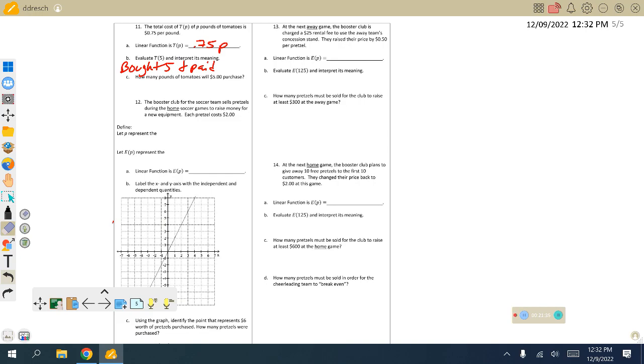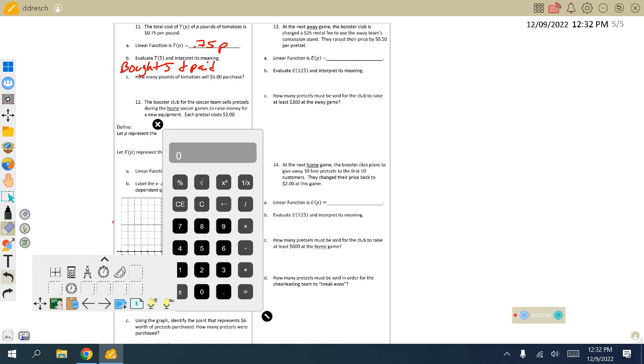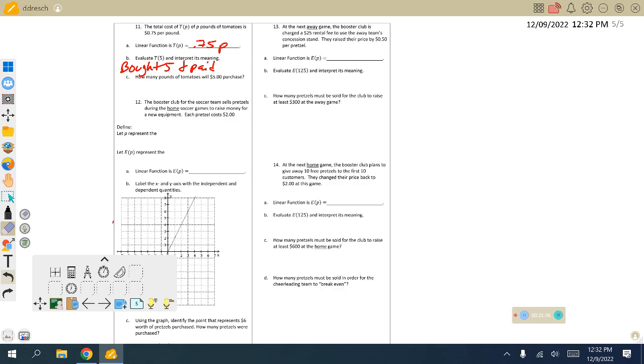Go to your calculator. Again, some of you I don't think are really relying on your calculator enough. 5 times 0.75. You paid $3.75 for that. Okay. You've got $5 in your wallet. How many pounds of tomatoes are we going to be able to purchase off of that $5?